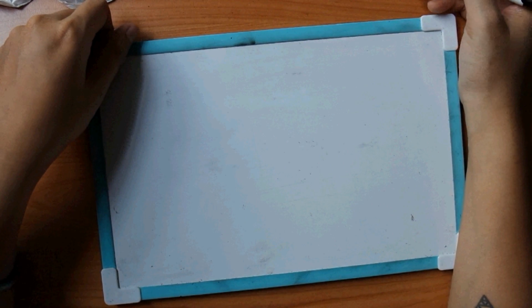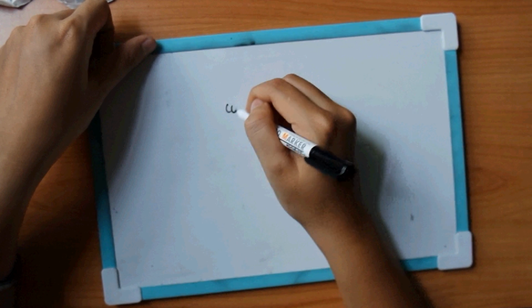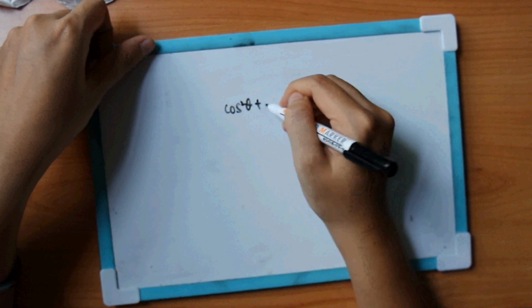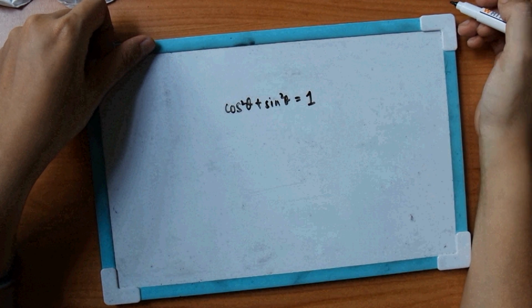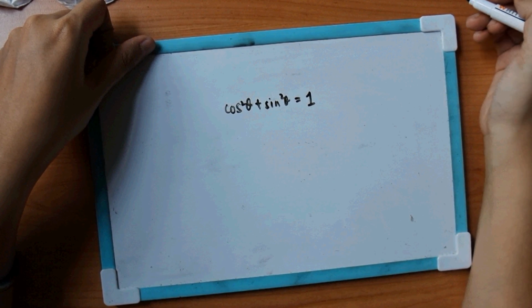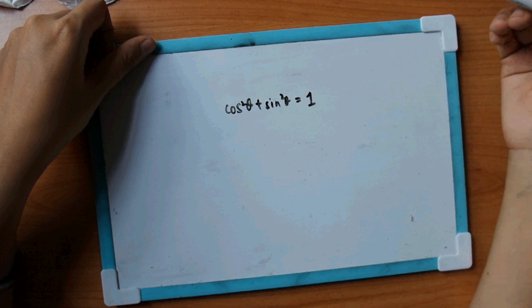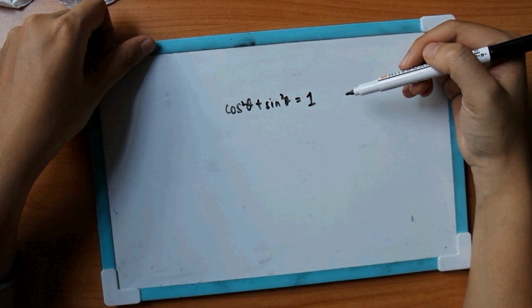So today I'm going to talk about Pythagorean identities. There are three Pythagorean identities. I'll just write one here for you first, so you know what I'm talking about. Right, so this is an example of a Pythagorean identity. This identity is very important, okay?